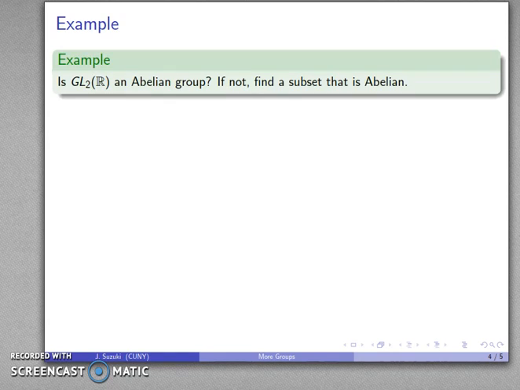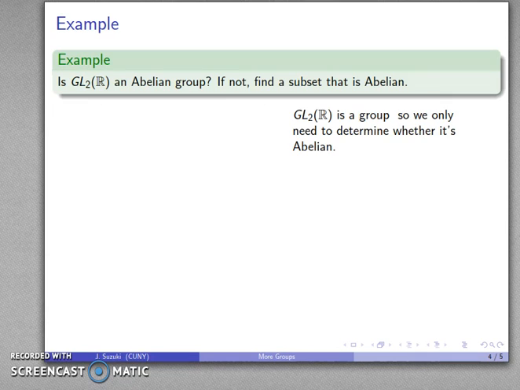All right, so let's talk a little bit more about these Abelian groups. Is GL2R an Abelian group? And if not, we want to find a subset that's Abelian. So first of all, GL2R is a group. Prove it. Make sure that you can prove it. So we only need to determine whether or not it's an Abelian group. And what that means is we want to determine whether it is true for any elements A and B, that A times B is the same as B times A.